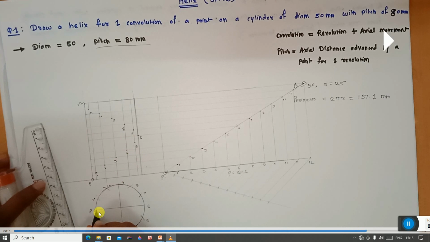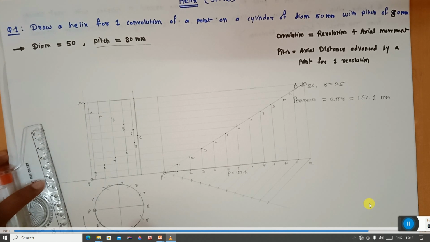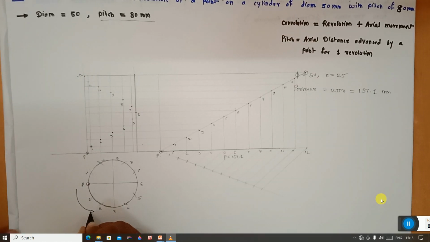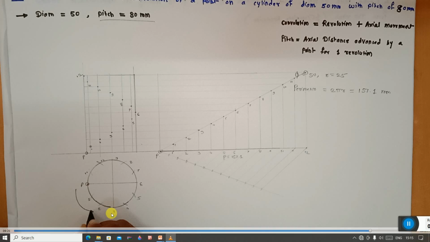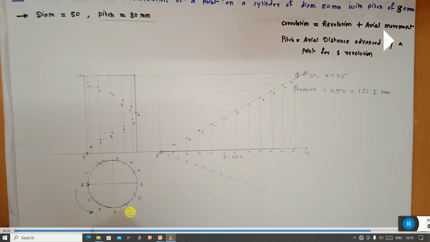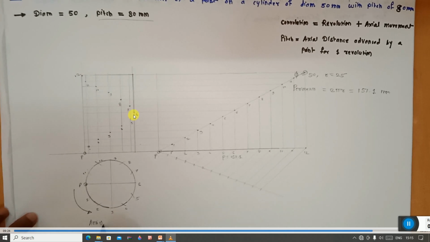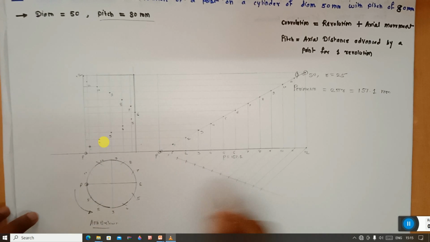Now as the point P in the top view is moving in the anticlockwise direction, if you observe from this direction, this is the front view, then for half revolution we can see the point because it is on the front surface of the cylinder. But for the remaining half revolution, the point is behind the cylinder, so that surface is not visible. So half of the helix curve is visible to the observer and the remaining half is hidden for one complete revolution. So connect all these points by a smooth curve, which is the visible line.